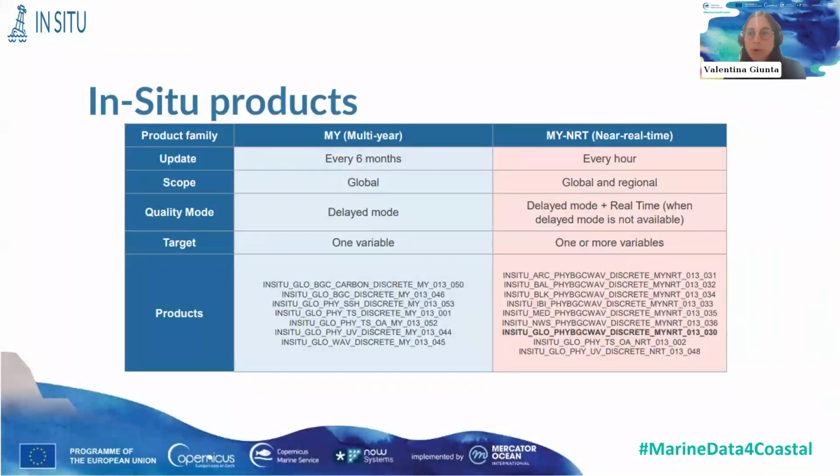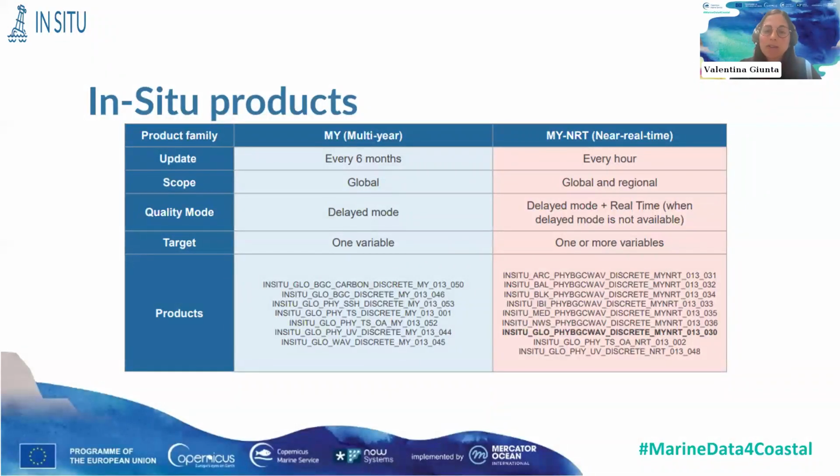So for in-situ products, we divided our products in two big families. One is the multi-year family, and then we have what we call the multi-year near real-time family. The multi-year family is updated every 6 months, and the scope is more global. The quality mode is delay mode, and the target is usually one variable. So we have products, for example, for carbon, BGC, sea surface height, temperature and salinity, currents and waves.